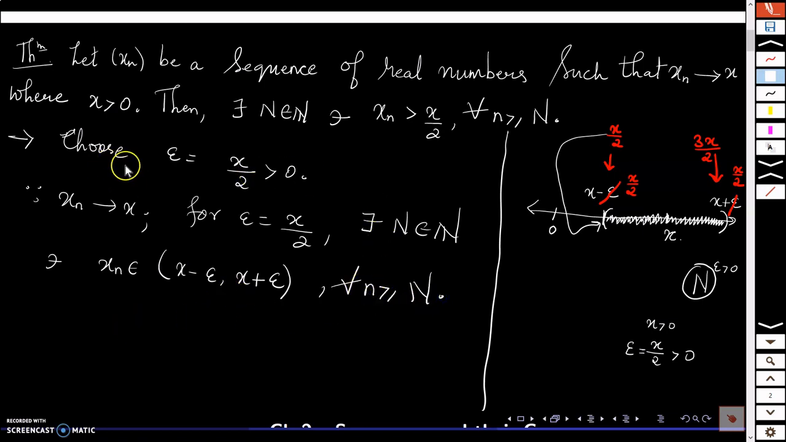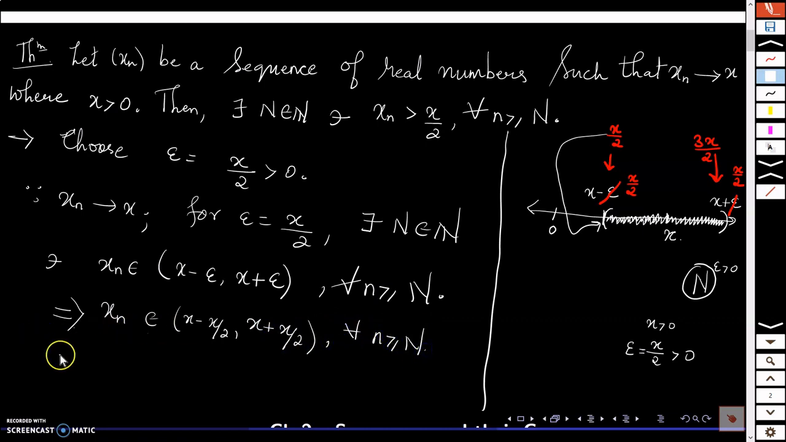This is by definition of convergent sequence, and I'm picking up a particular epsilon, right? So this means I can replace this epsilon by x by 2 now. So xn belongs to (x minus x by 2, x plus x by 2) for all n bigger than or equal to capital N. This means xn belongs to (x by 2, 3x by 2) for all n bigger than or equal to capital N.